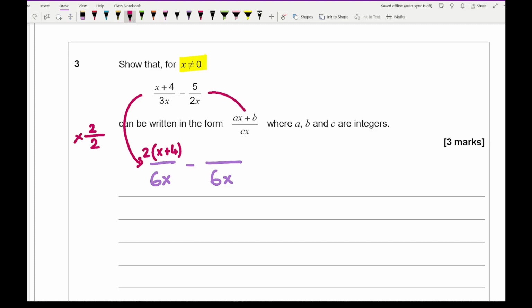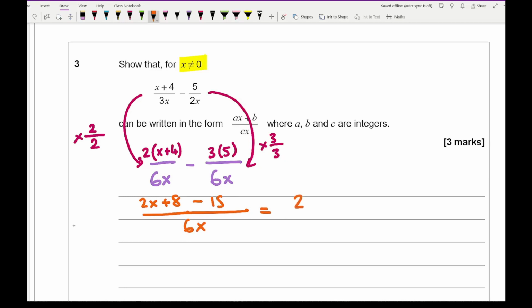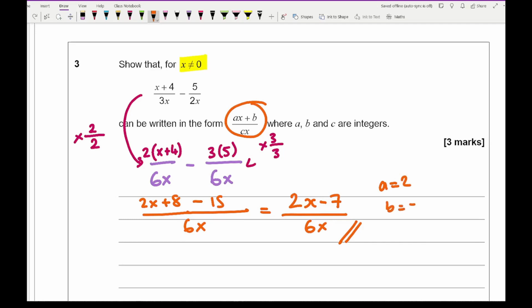And then with this second fraction, I'm going to multiply that by 3 over 3. So that becomes 3 lots of 5, which ultimately is going to be 15. Then simplifying the numerators, we get 2x plus 8, and then we get minus 15 all over 6x. And then if I neaten up the numerator, I get 2x, and then 8 minus 15 is minus 7, and that's all over 6x. And then if I compare this to how they want me to express my answer, I can see that a equals 2, b equals minus 7, and c equals 6.